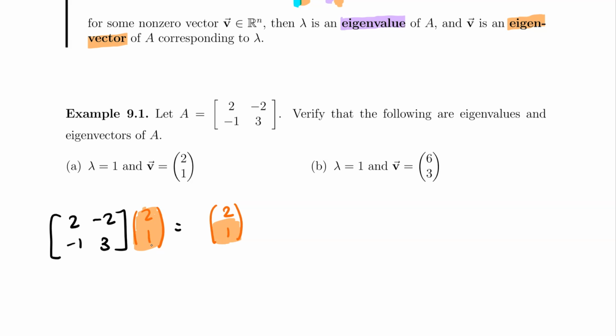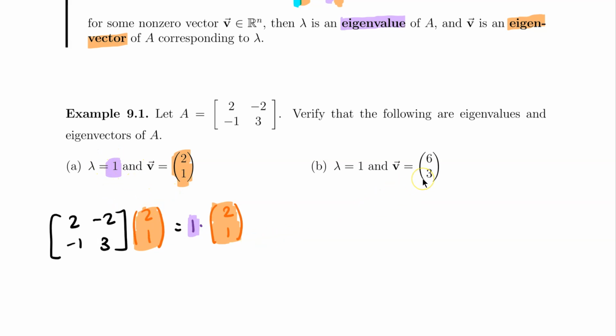So what that means is this orange vector 2, 1 that I'm looking at is an eigenvector for my matrix A. Now notice that this 2, 1 is just the same as 1 times the vector 2, 1. So I can say that this number 1 is an eigenvalue for my matrix A. Or I can say that this vector 2, 1 is an eigenvector corresponding to the eigenvalue 1.